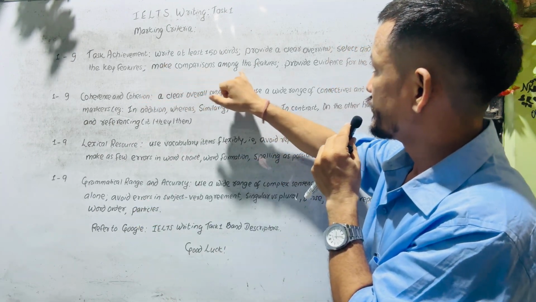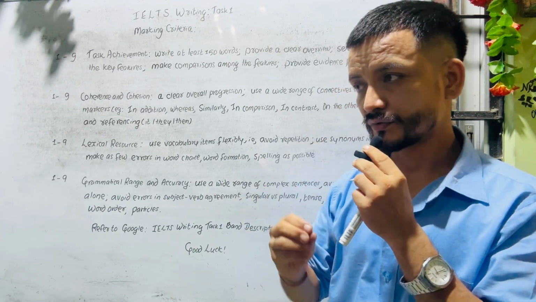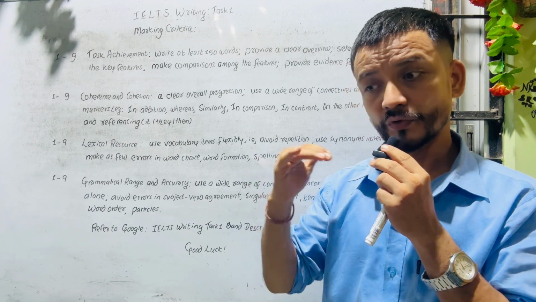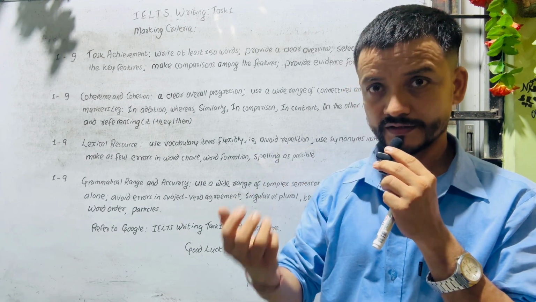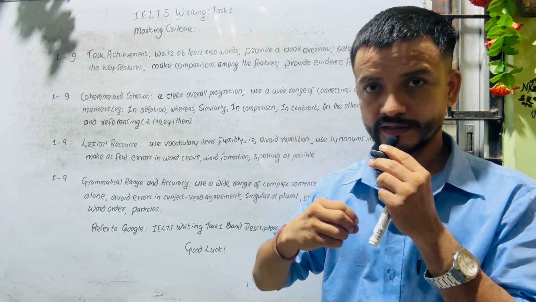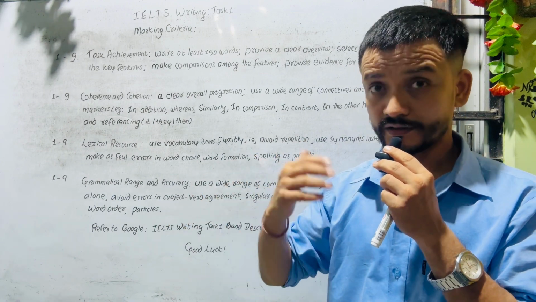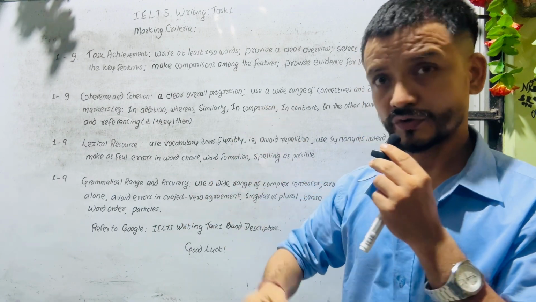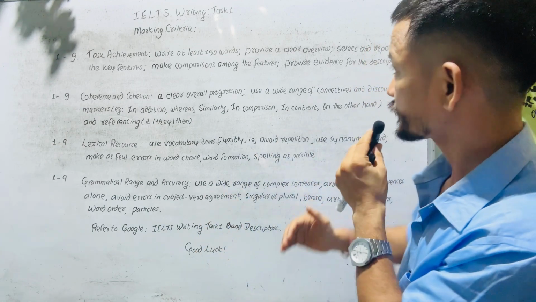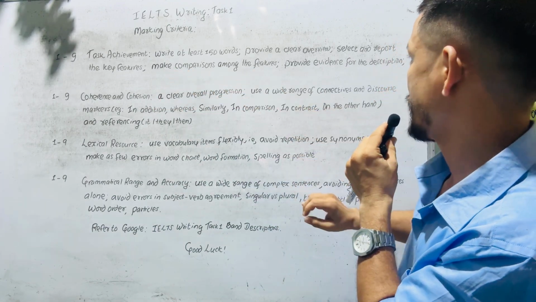Make comparisons among the features. Wherever you find opportunities to make comparisons, and comparisons, by the way, means both the similarities and differences. Whenever you find similar items, show the similarities, and whenever you find items that are different, show the contrast, show the differences. So this is called making comparisons among the features.